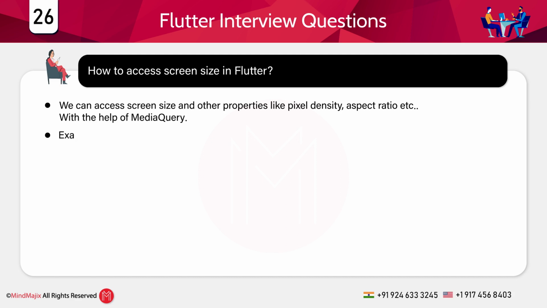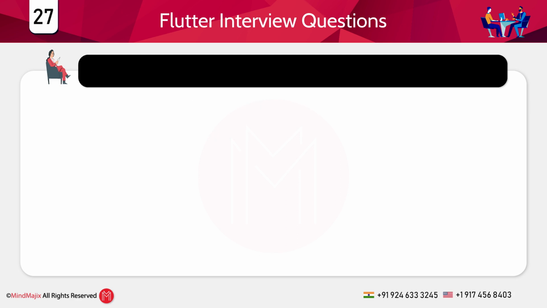So the example code is MediaQuery.of(context).size.width. With this, we can get the width of that particular device on which the application is running. We can also have dot height. Then there are other options as well, but this is how we access screen size, and you have to remember this piece of code. Let's go to the next question.